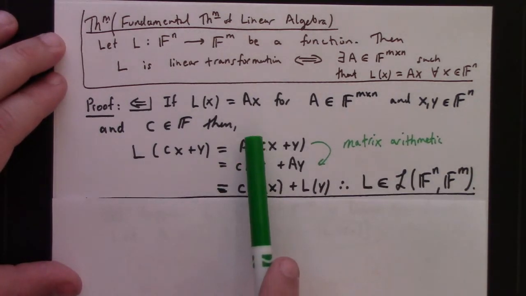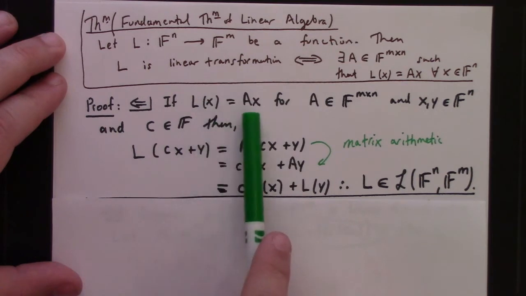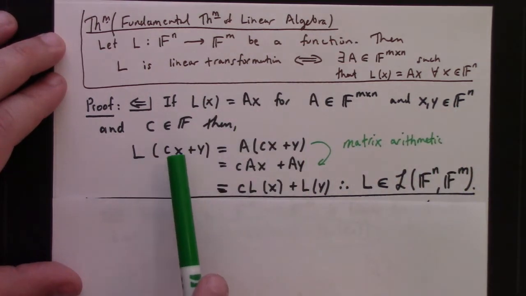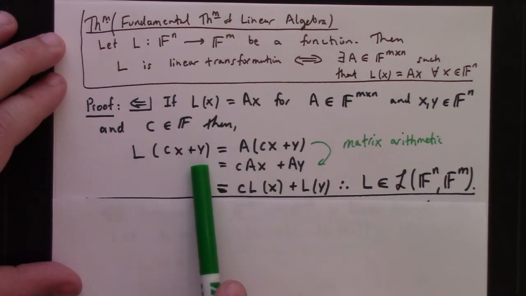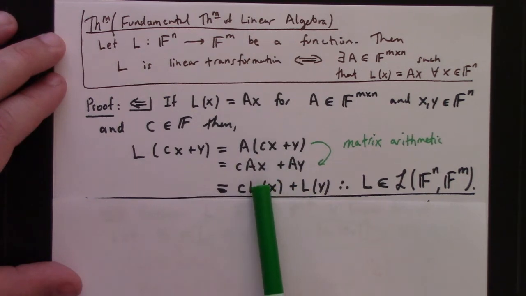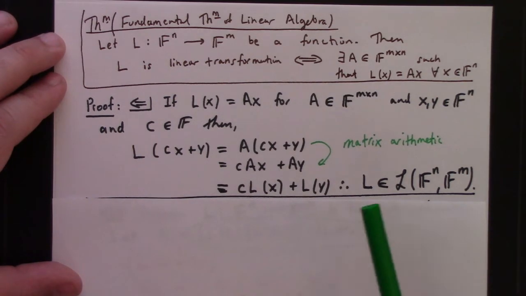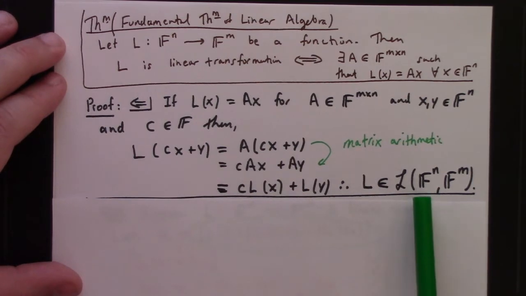Here's a proof. Suppose the function has a formula given by matrix multiplication, L of x equals Ax. Then if you pick x and y, n-vectors over F, and c a scalar, look at L of cx plus y. Well, that's A times (cx plus y), which by properties of matrix arithmetic is c times Ax plus Ay, which is c times L of x plus L of y. Consequently, that gives us additivity and homogeneity. That gives us linearity of L. So there we go. That's the converse direction of this biconditional up here.